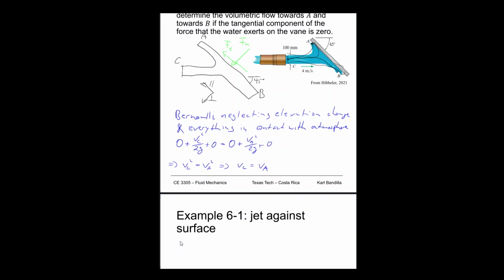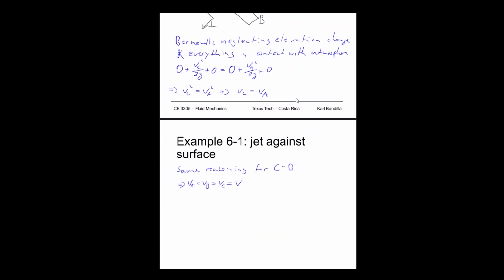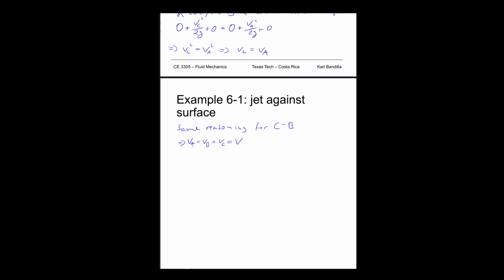So maybe we'll say same reasoning for C to B, which means we can say VA equal to VB is equal to VC, and so all the velocities are the same, we'll just call them V. Okay, cool. So now we have all the velocities, so we can start writing our linear momentum equation.